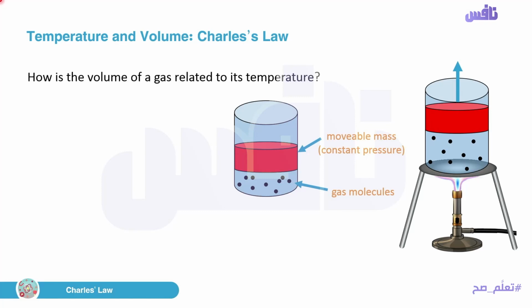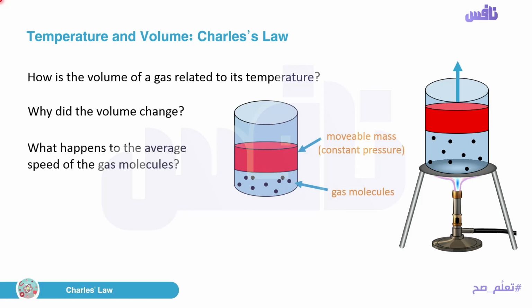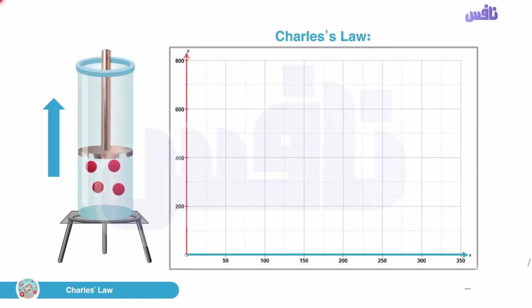So, how is the volume of gas related to its temperature? Or, why did the volume change? And also, what happens to the average speed of the gas molecules? Let's see the figure in front of us to confirm the meaning of Charles' law.